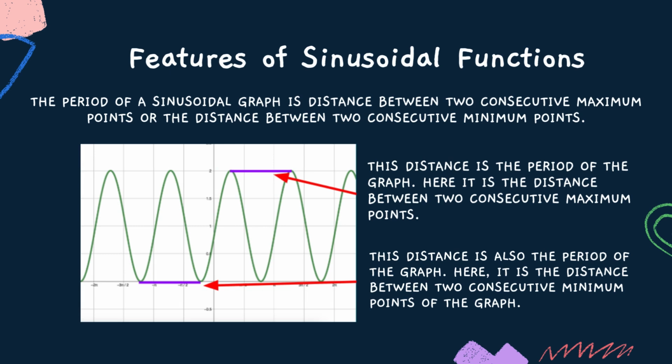The period of a sinusoidal graph is the distance between two consecutive maximum points or the distance between two consecutive minimum points. This distance is the period of the graph. Here, it is the distance between two consecutive maximum points. This distance is also the period of the graph. Here, it is the distance between two consecutive minimum points of the graph.